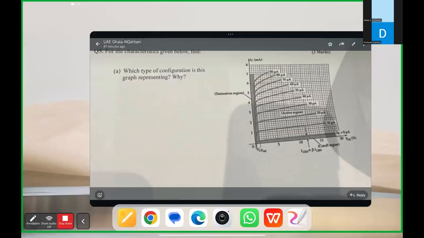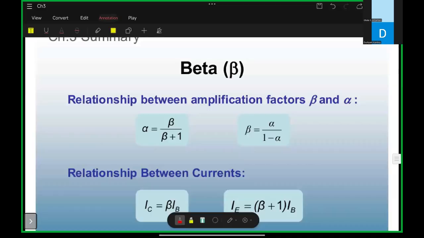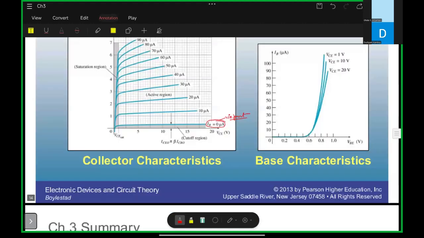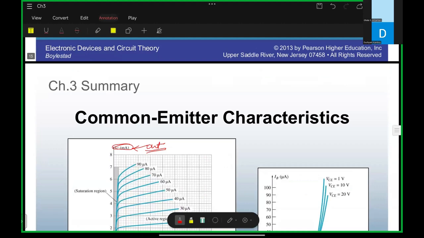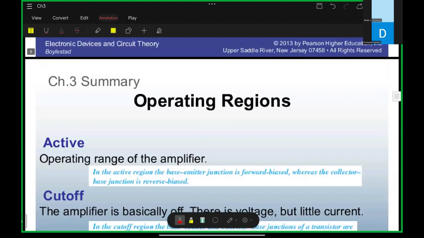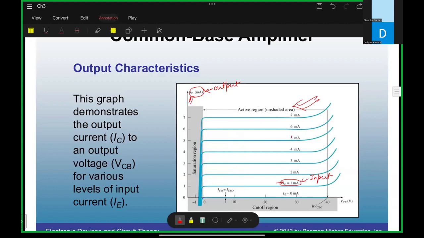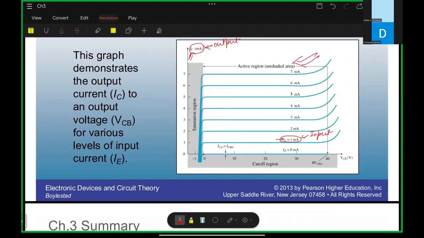Back here. So basically, come to the first point. Not this one. We are here. So these are the output characteristic and input characteristic. Did you understand both of them or not? Yes.